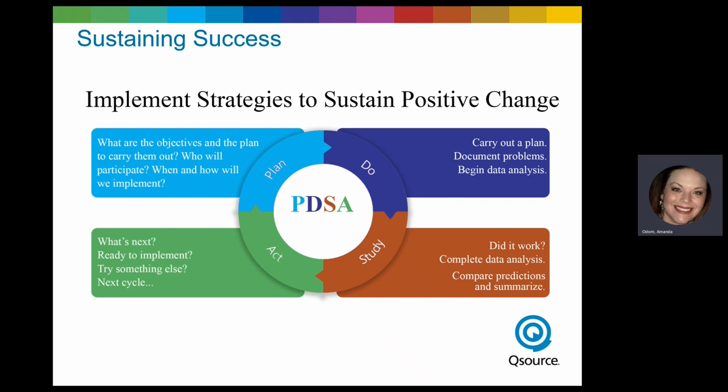Plan to provide dementia education to current staff, new staff, and families to promote non pharmacological interventions. Do. Do carry out a plan. Document any problems and begin your data analysis. Any plan you implement in the deprescribing of antipsychotic medications, do it. Make sure you carry it out.